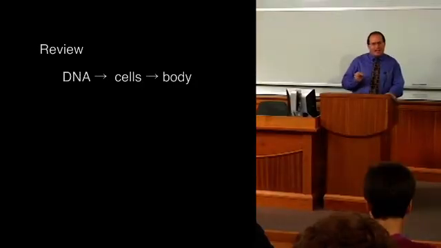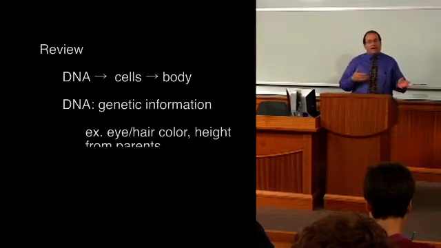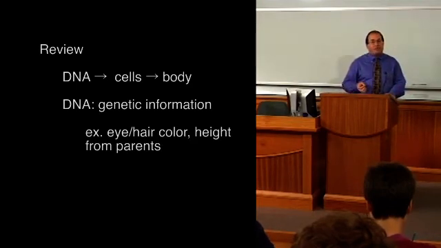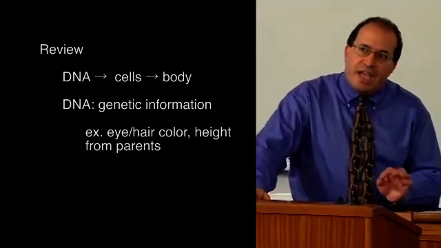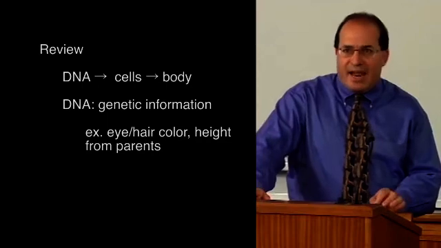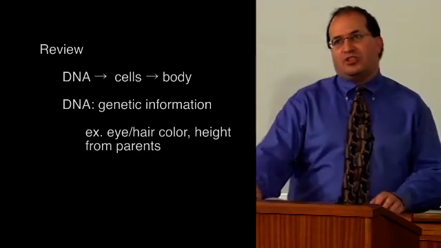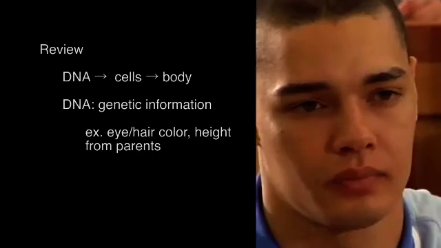Now, you'll recall that cells comprise every part of our body. Our DNA is in every cell. DNA contains genetic information like eye color, hair color, height, and many other traits passed down from a mother and a father to their child. So, each of us has our own DNA, our own combination of genetic information from our parents.